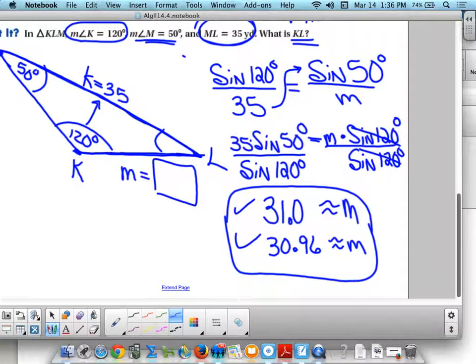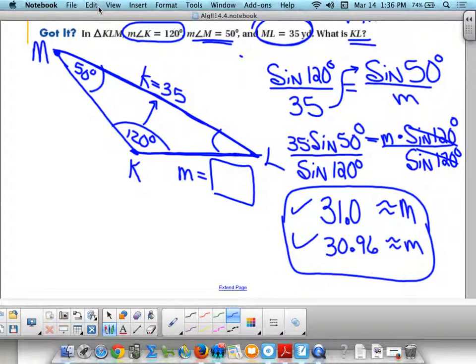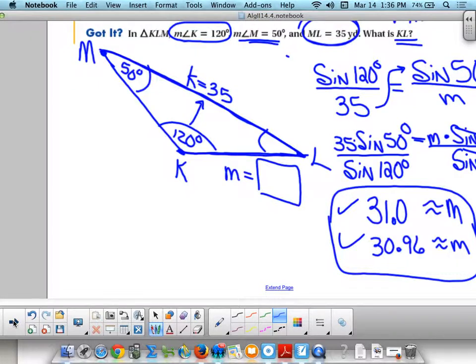Any questions? Okay, Law of Sines. You must know an angle, and what else? The opposite side. If you don't know the angle and the opposite side, you cannot use this law. Alright, next up. Here we go.